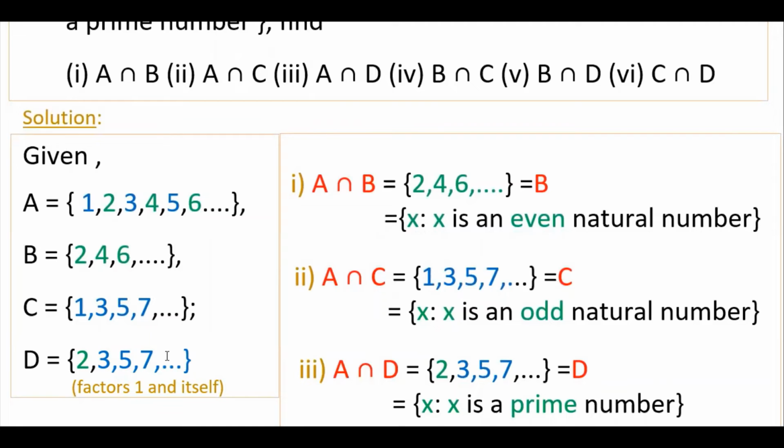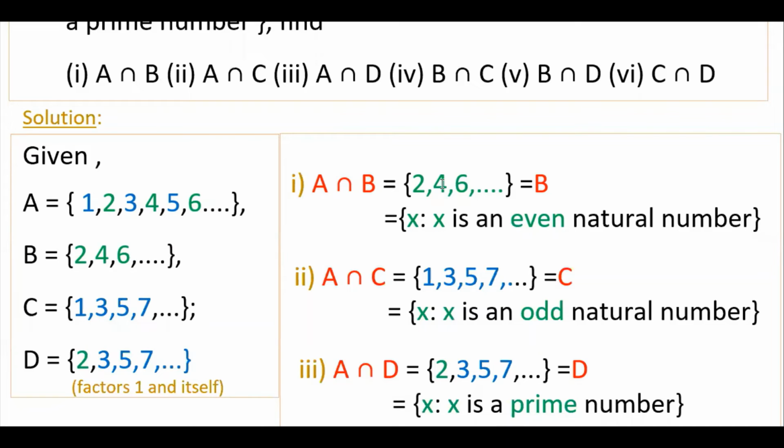So right here is the D set. And now you have to find these values. A intersection B. So see here, A is 1, 2, 3, 4, 5, 6 and B is 2, 4, 6. If you take 2, 4, 6, all even numbers, those are the common numbers for these two sets. Common elements. So you have to write 2, 4, 6, etc. These are nothing but B.